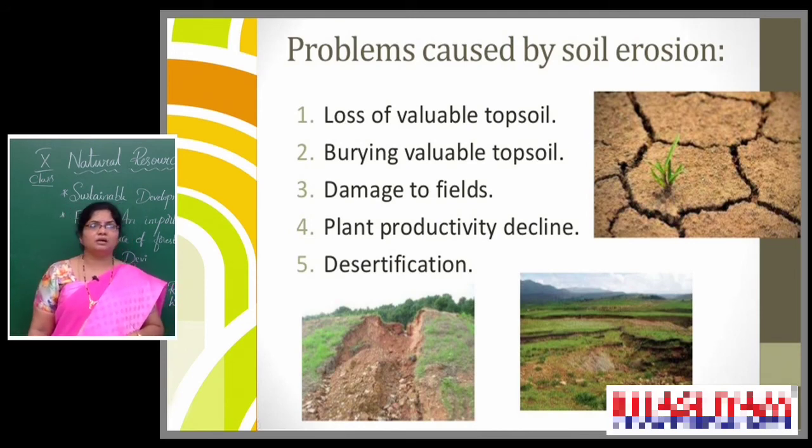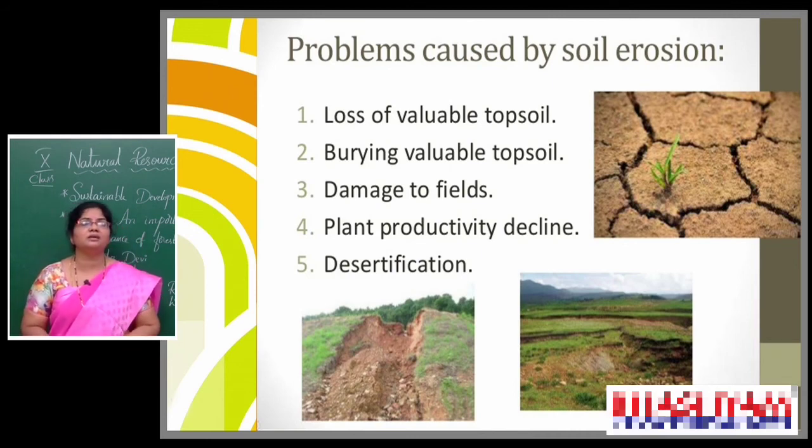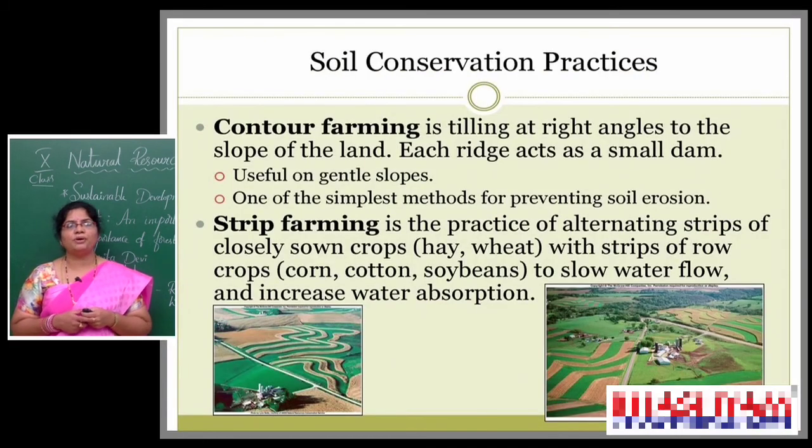Damage to fields. When the proper planting system is not there, and we don't follow proper agricultural practices, it will damage the entire field area. That area will become barren. It is going to be unfit for cultivation. So, that is why we should be cautious, especially about soil erosion. Plant productivity declines. Obviously, if there are no nutrients in the soil, we can't get any production. Desertification: we are unable to get a proper income from that.